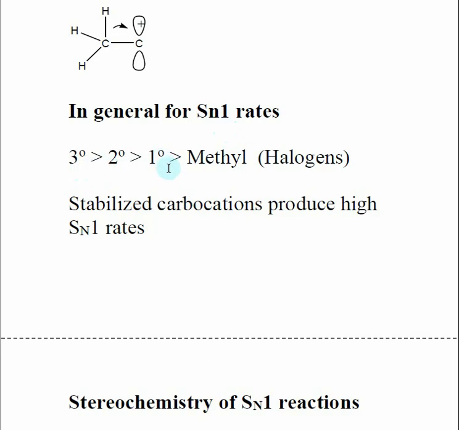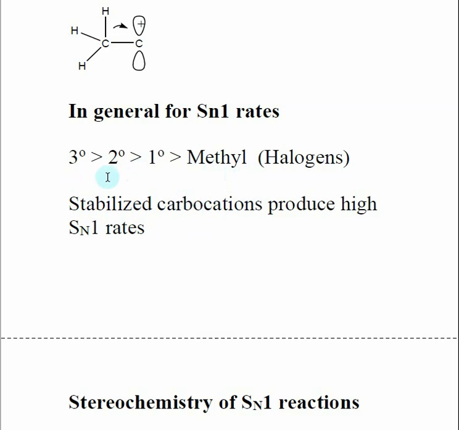Remember, when I kick off the halogen or the leaving group from them, I form a primary or methyl carbocation. We don't like doing that. And the more stabilized the carbocation, the higher the SN1 rates. That's basically it, because we're trying to get to that initial transition state in between the reactants and our reactive intermediate. We're forming a carbocation. So the easier we can form the carbocation, the easier the reaction is going to be.